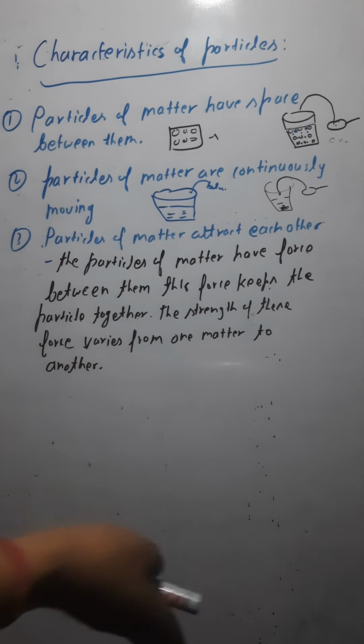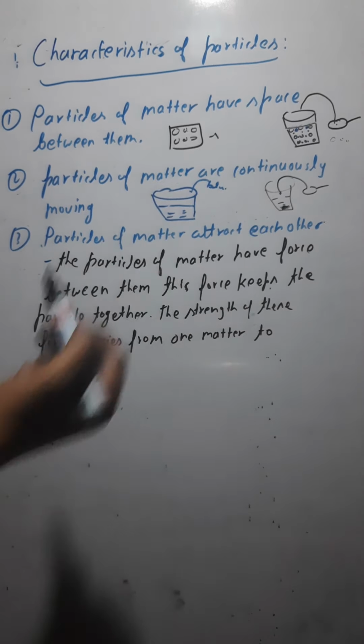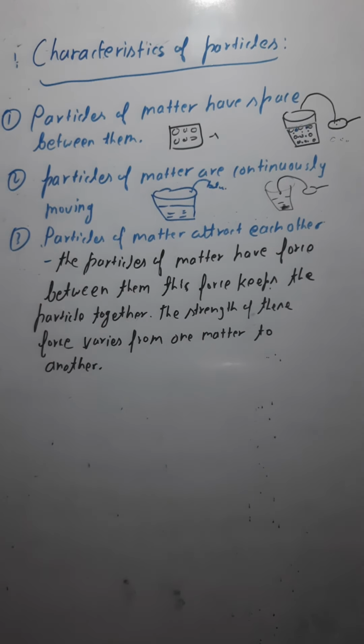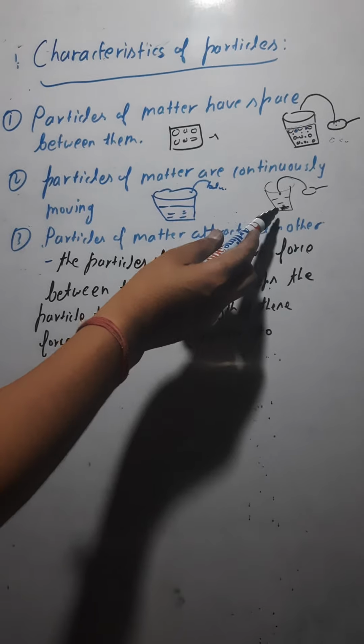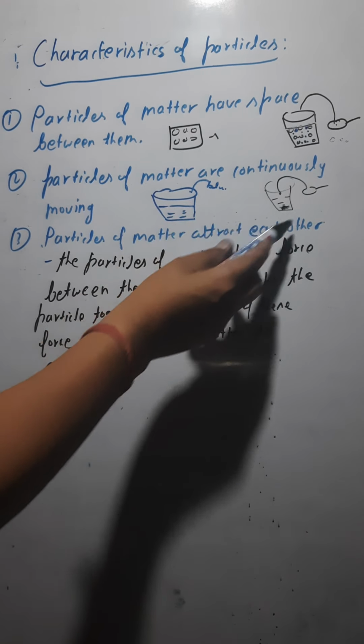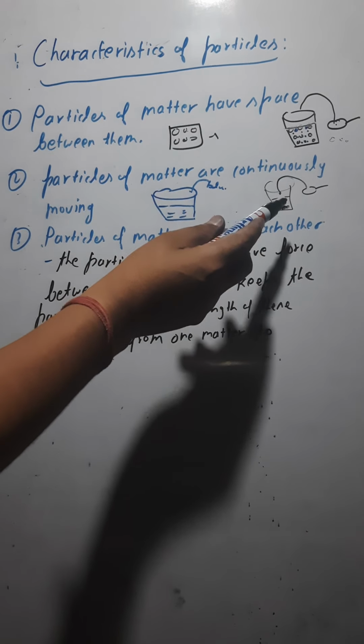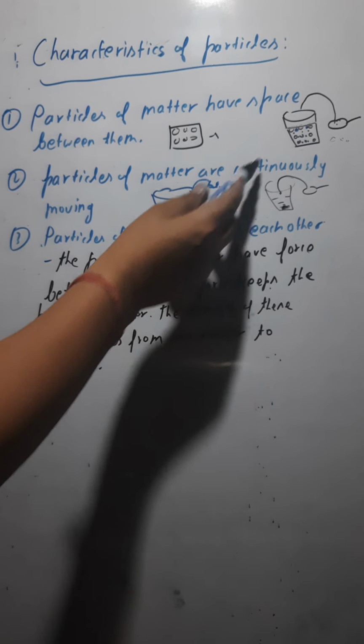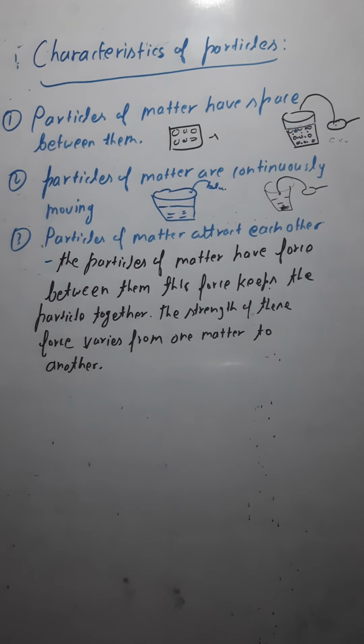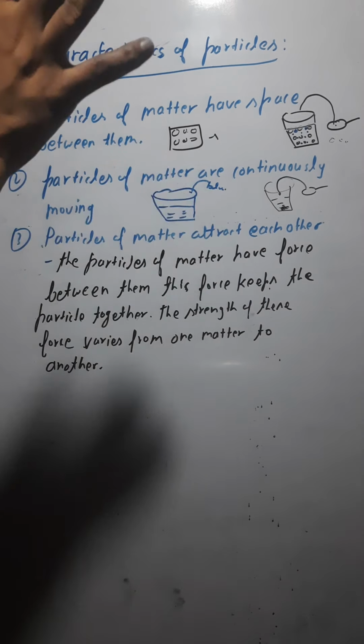Now after 5 or 10 minutes you check it again. The sugar is absent there. So where has the sugar gone? It implies what? The particles of water are continuously moving. So that is how the sugar gets dissolved with the moving particles. So this proves that the particles of a matter are continuously moving.